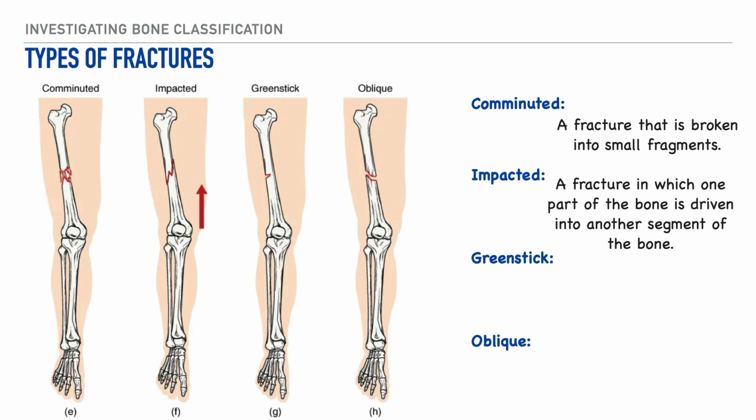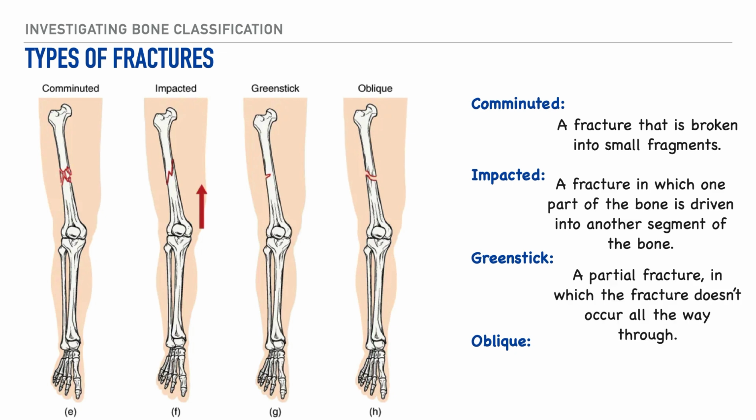These types of fractures are most common among children, and specifically, these are best described as partial fractures, or fractures that don't occur all the way through the bone. And lastly, there are oblique fractures. These are types of fractures that occur diagonally or at a slanted angle.